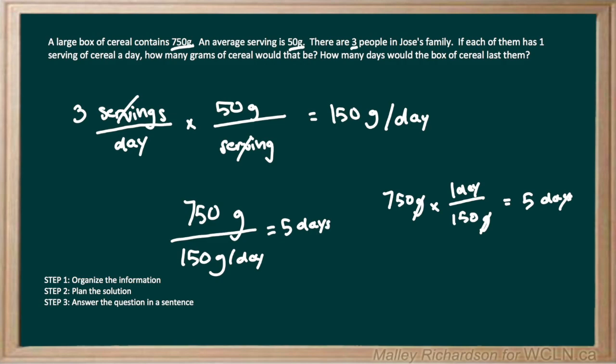So you can set up the problem either way. I prefer the second way though because it shows you how your units cancel out. So now that we have our 2 answers of 150 grams per day and 5 days, we have to put our answer in the form of a sentence, which can look something like this.